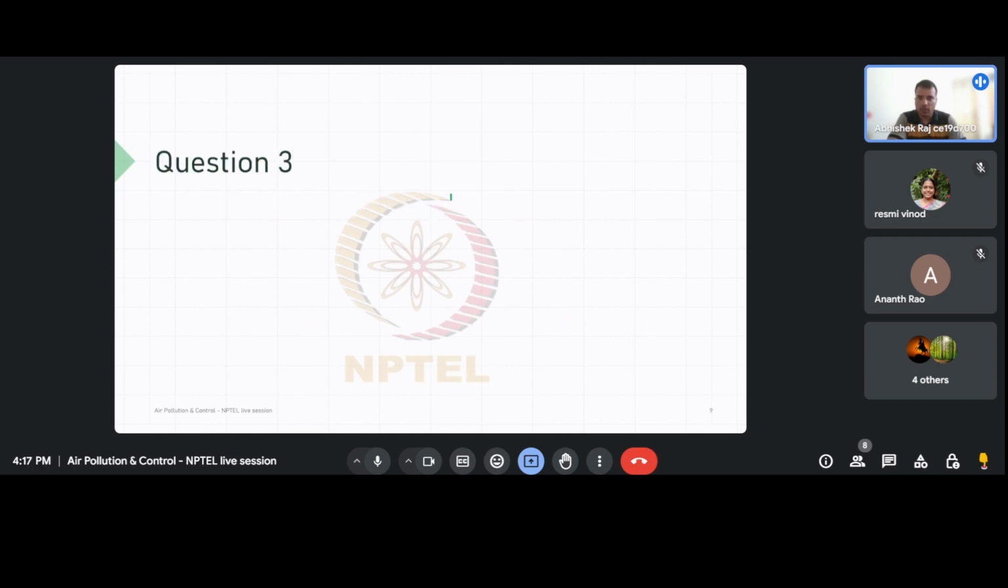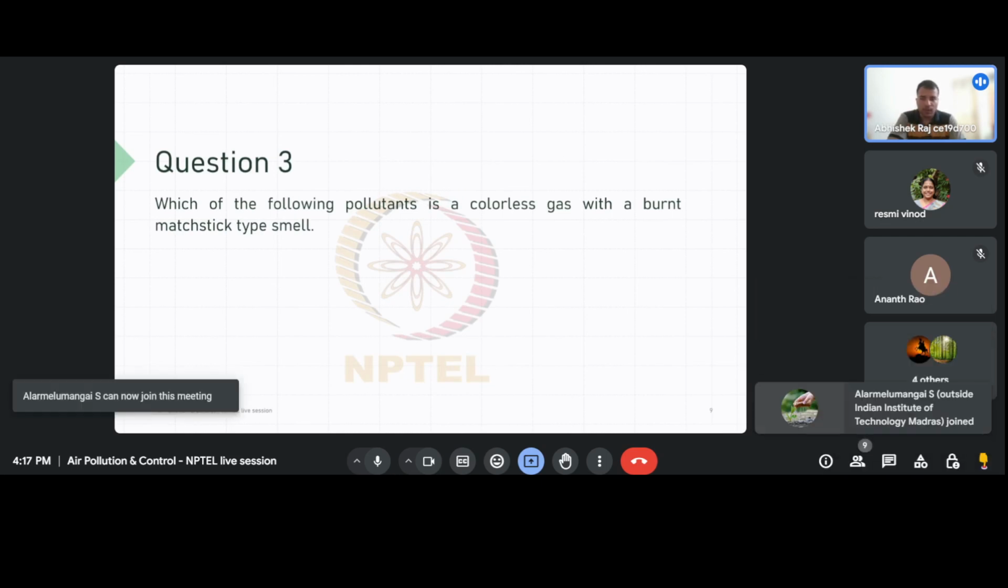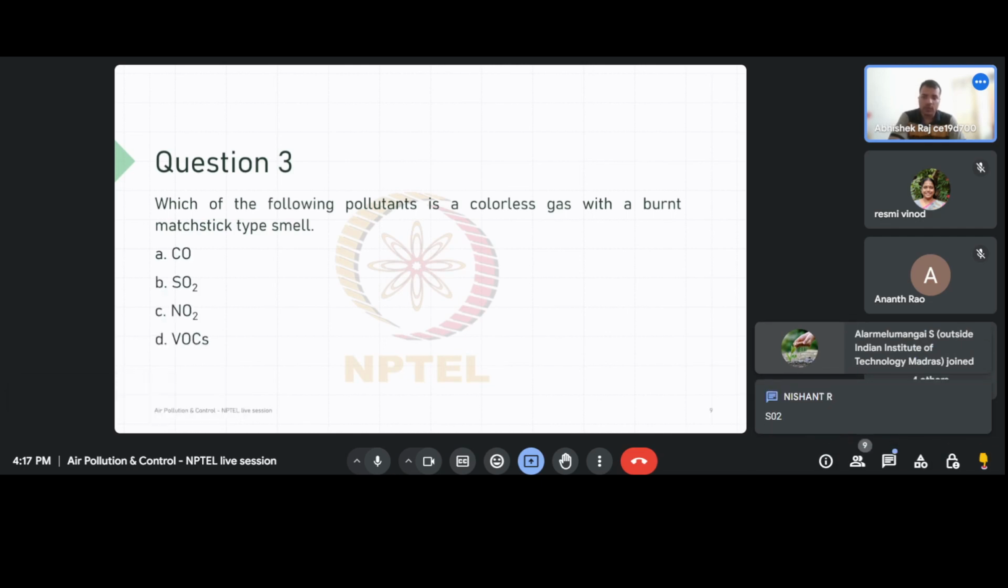Moving to question number 3 now. Which of the following pollutants is a colorless gas with a burnt matchstick type smell? Carbon monoxide, SO2, NO2, or VOCs.